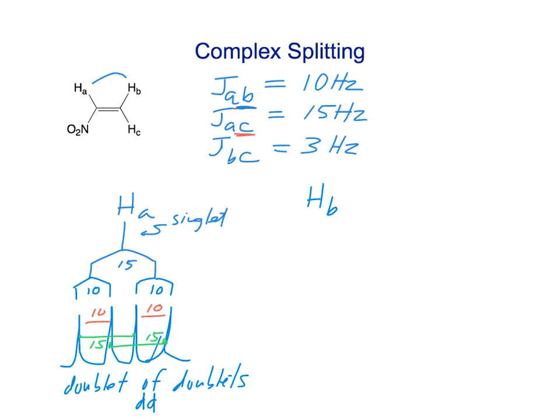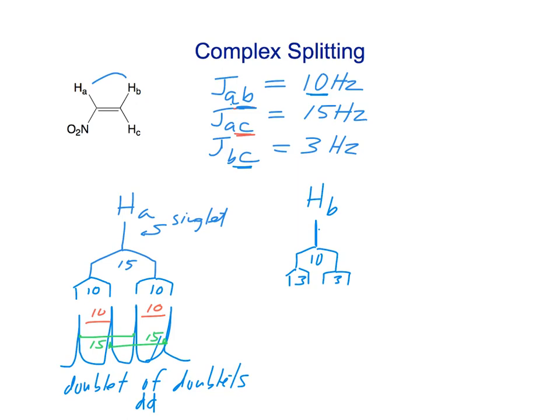HB has a 10 hertz coupling. AB is the 10 hertz, and BC is only 3 hertz. Okay, so if we do the big coupling this time, we're going to start with the 10 hertz coupling. And then the smaller one is going to be only 3. So this is still a doublet of doublets, but the coupling constants are different.